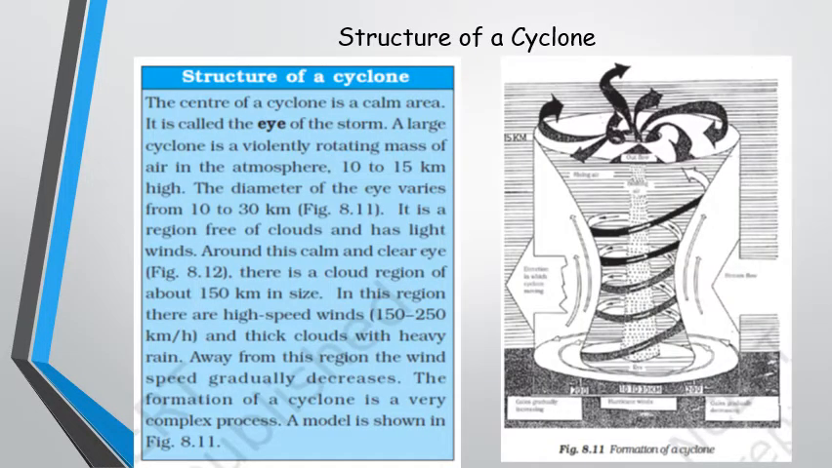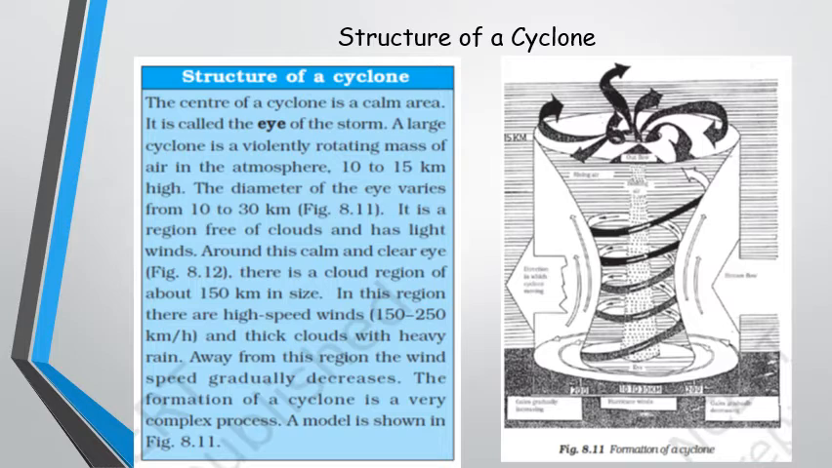Let us see the structure of a cyclone. The center of a cyclone is a calm area. There is no cloud and no wind. It is called the eye of the storm. A large cyclone is a violently rotating mass of air in the atmosphere, 10 to 15 kilometers high. The diameter of the eye varies from 10 to 30 kilometers. It is a region free of cloud and has light winds.